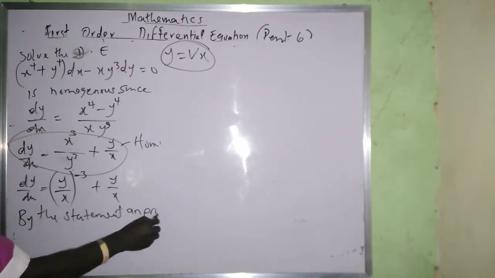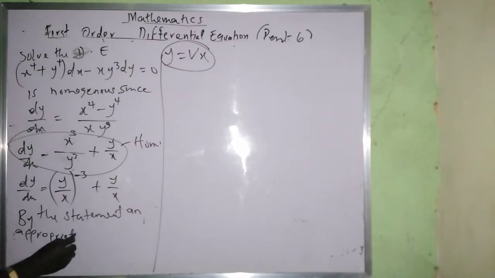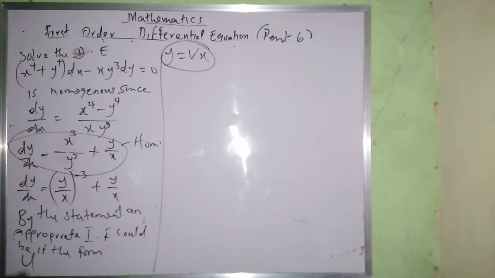An approach. Sorry, I want to make the point. An appropriate integrating factor could be used if the equation takes this form, where the integrating factor of M and N equals 1 all over xM plus yN. That is very, very important.